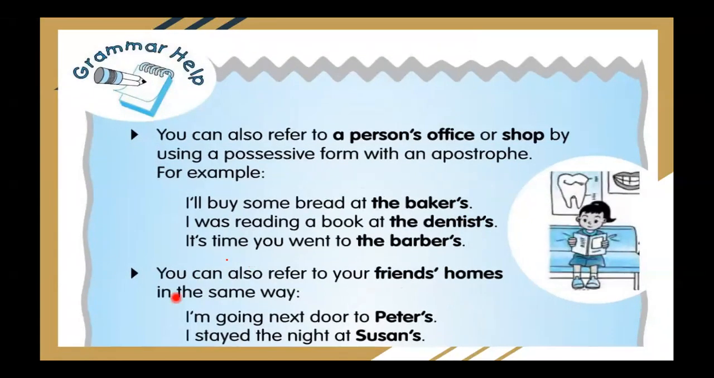Now see, next point, you can also refer to a friend's home in the same way. जब आप घर को refer कर रहे हैं, if you are referring to home, friend's home, anybody's home, you can also refer in the same way. I'm going next door to Peter's. मैं Peter के घर जा रही हूँ.